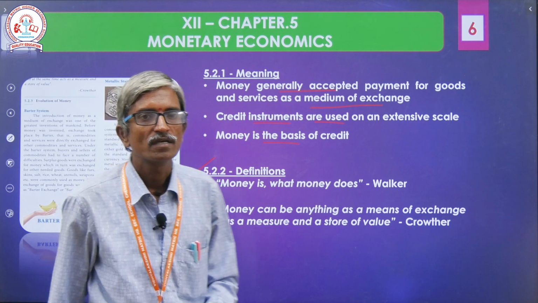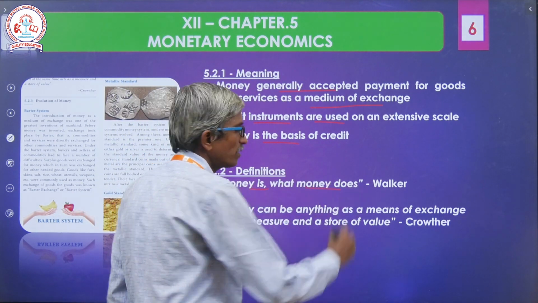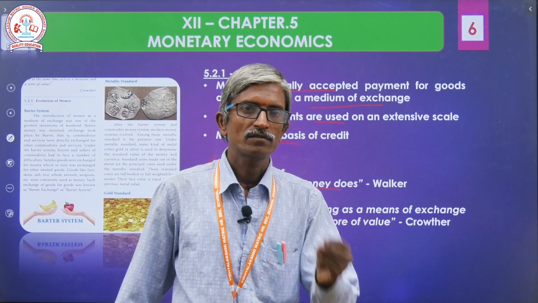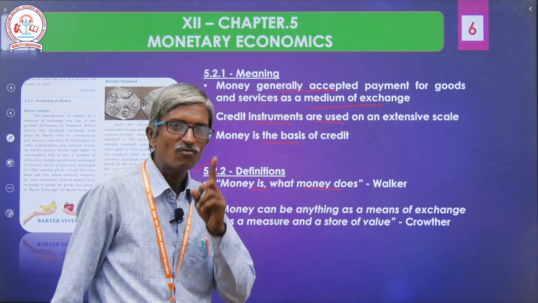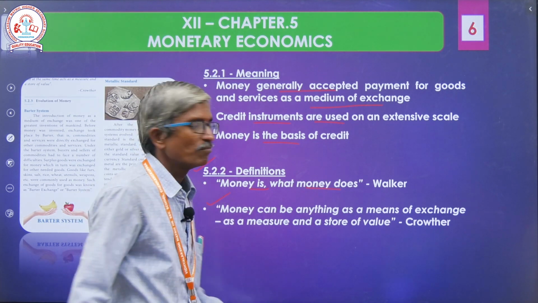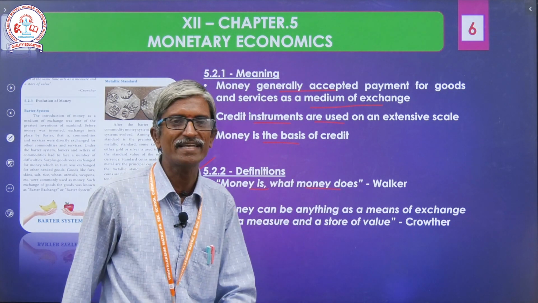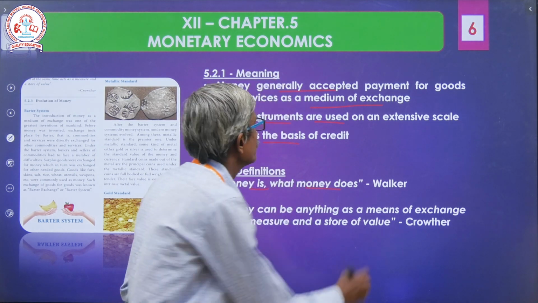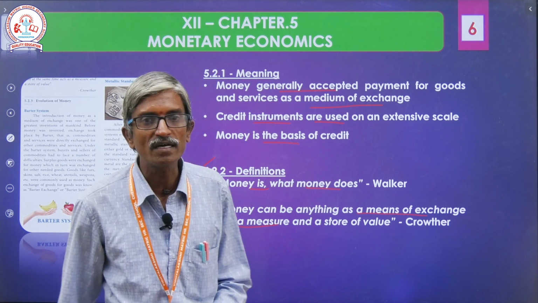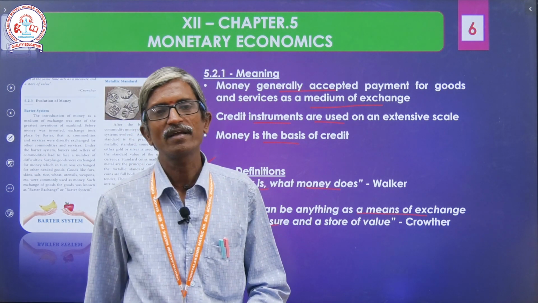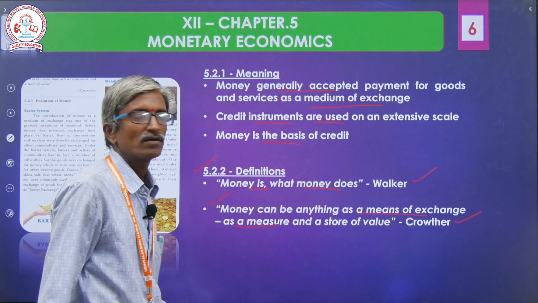Next, 5.2.2 definition. Two people gave the best definitions. Number one, money is what money does, said by Walker. This is a textbook 2 mark, so we have to write: money is what money does. Then the next one, money can be anything because it acts as a medium. Money can be anything as a means of exchange, as a measure and store of value, said by Crowther. So we have to write as such. One is Walker and another one is Crowther.